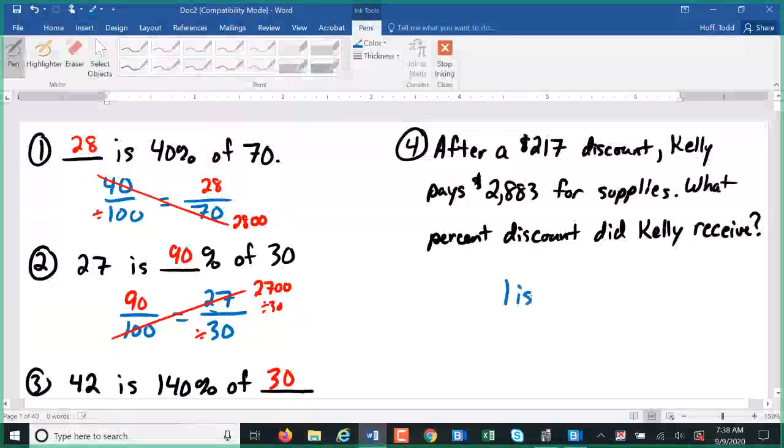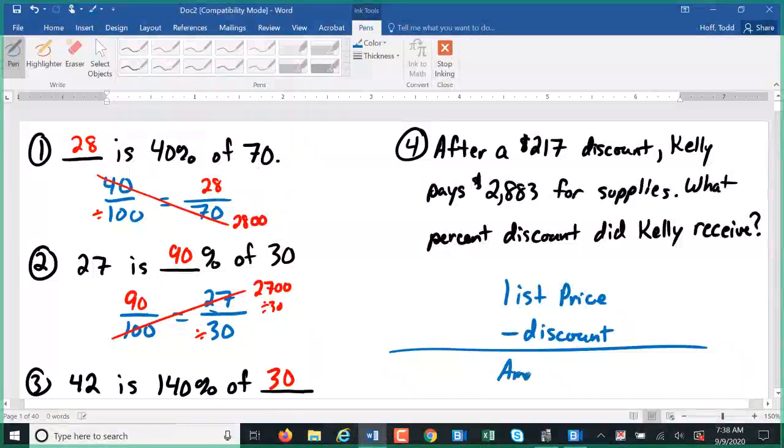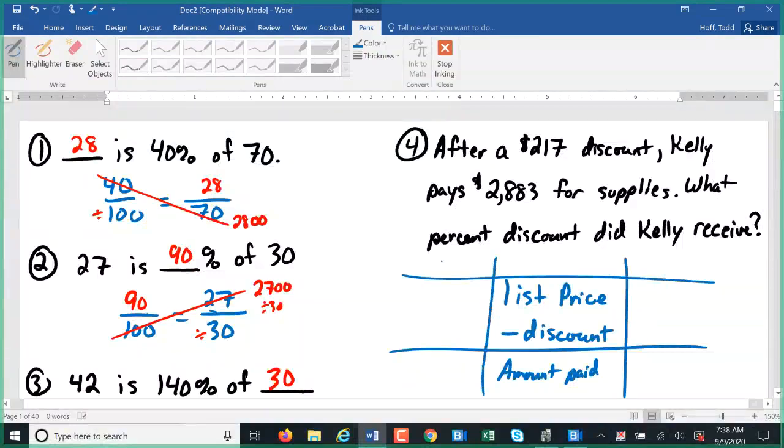We're looking at the list price or the full price. From that, we are subtracting a discount to get an amount paid. And as we mentioned yesterday, in a percent problem, every item is described by 2 numbers. One is a percent, and the other is a count or a dollar amount. In this case, it is a dollar amount.